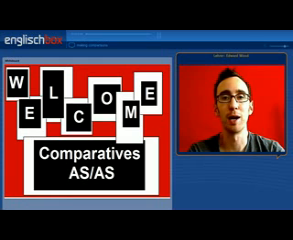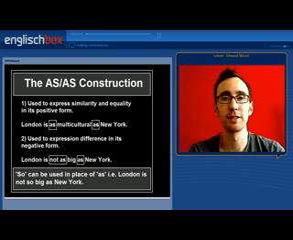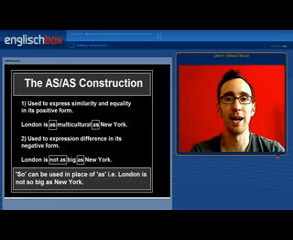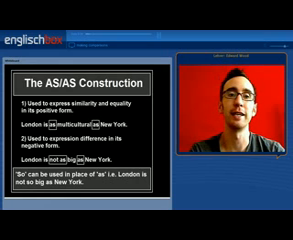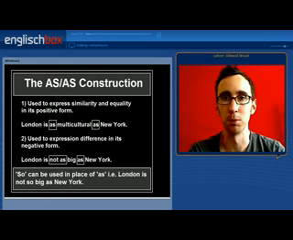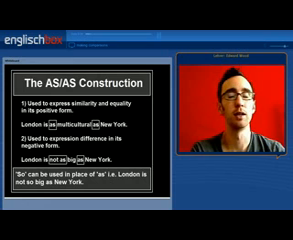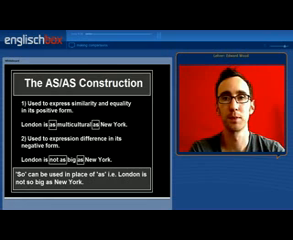Today we are going to talk about comparatives and in particular the as construction. So what do we use this as construction for? Well, as is used to express similarity and equality in its positive form. For example, London is as multicultural as New York.